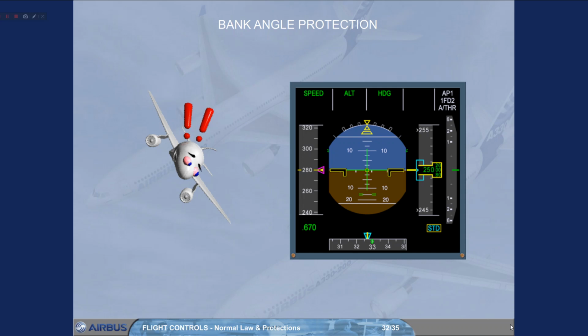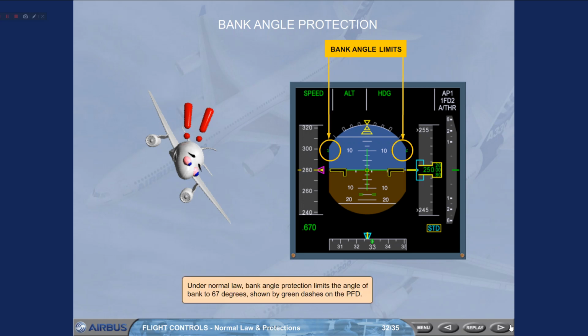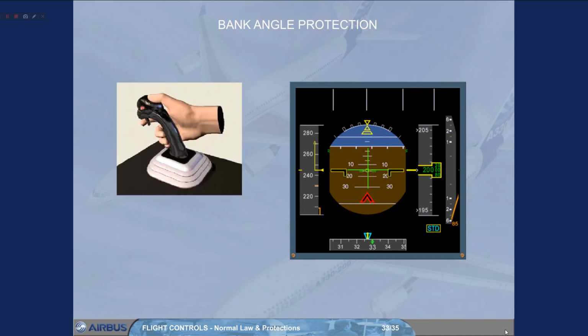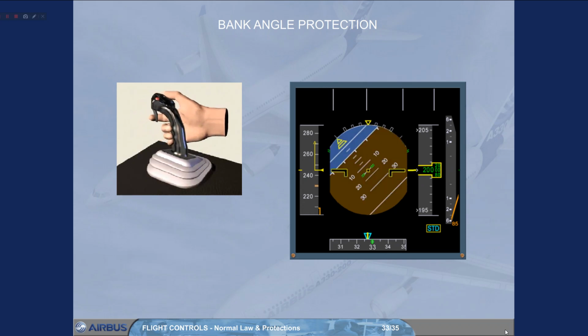Under normal law, bank angle protection limits the angle of bank to 67 degrees, shown by green dashes on the PFD. If the pilot holds full lateral side stick, the angle of bank will increase and maintain 67 degrees. When the negative pitch attitude protection is activated, the angle of bank is limited to 45 degrees, as shown here. The flight director, FD, on the PFD will disappear if the angle of bank exceeds 45 degrees.